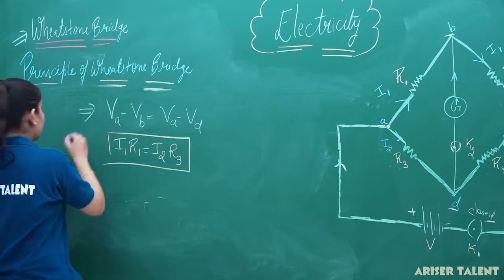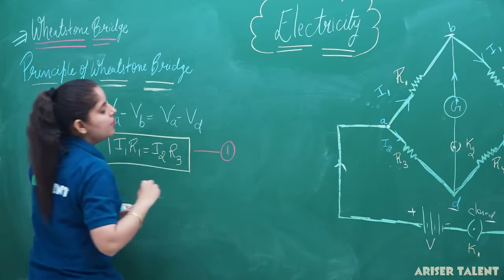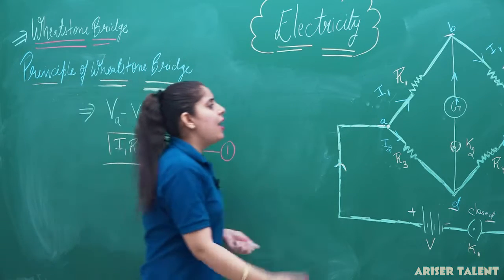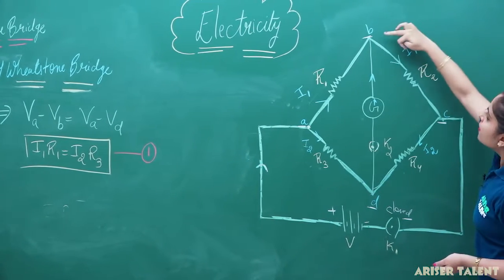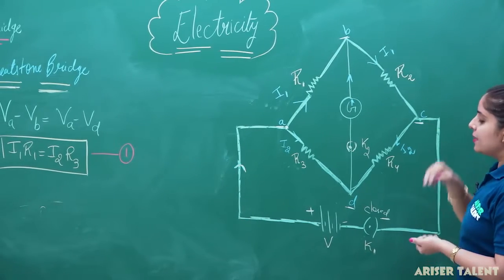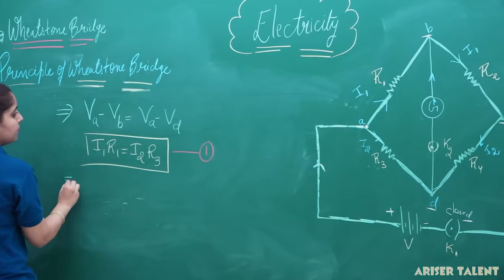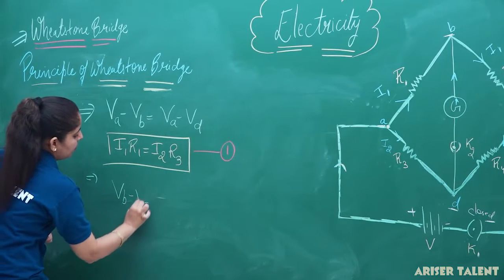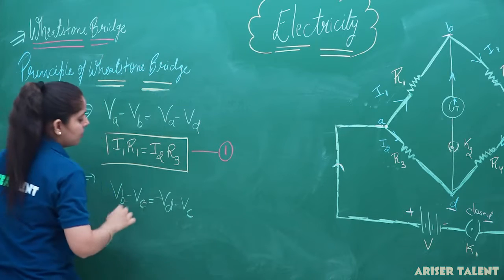This is our equation number 1. Now, look at the other half part of the bridge. What you can observe here, in this bridge, VB minus VC will be equal to VD minus VC. So, I can write here VB minus VC equal to VD minus VC.